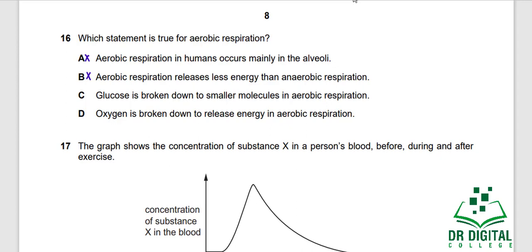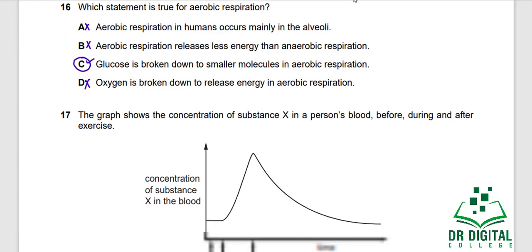Glucose is broken down to smaller molecules in aerobic respiration. Yes, this is true both for aerobic as well as anaerobic respiration. Okay, because whether lactic acid, alcohol, ethanol, or carbon dioxide and water are formed, they are all smaller than glucose. Oxygen is broken down to release energy in aerobic respiration. No, energy is not released by the breakdown of oxygen, rather energy is released by the breakdown of glucose. So that is wrong. So the true answer for question 16 is C.